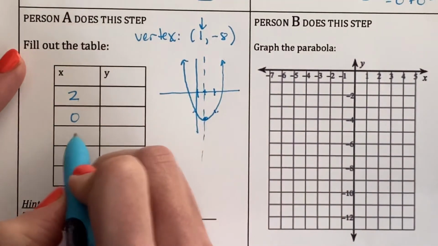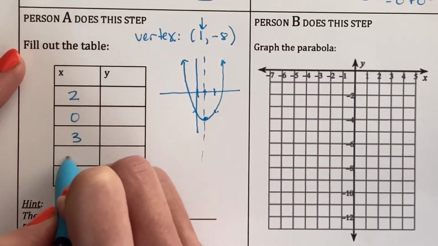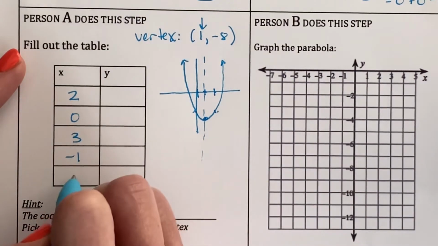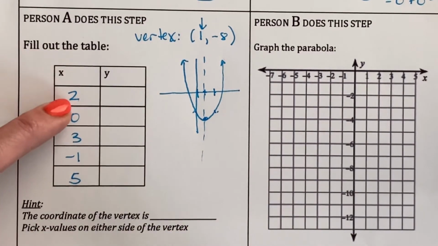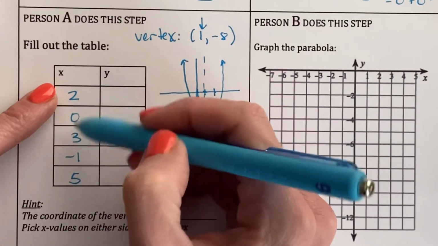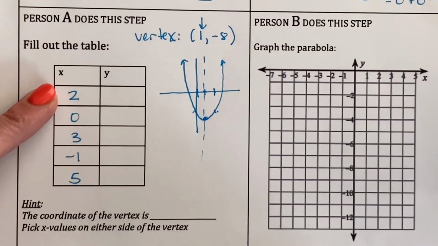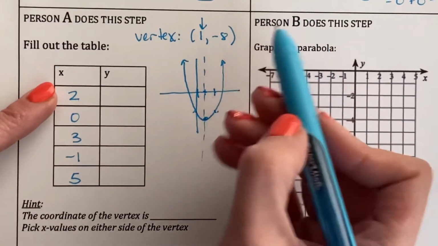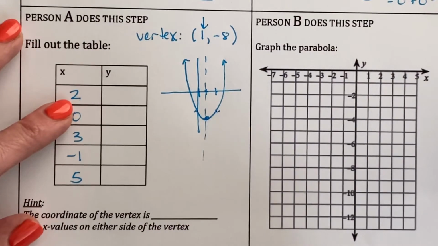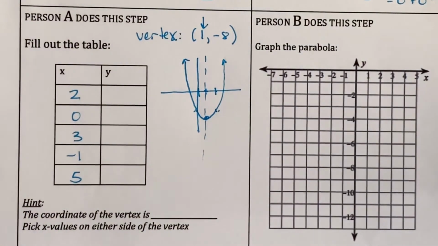And I'll probably do the same thing. I'll do 3 and -1, which I know are the roots because I just figured that out. And maybe let's go ahead and do 5, just see what happens. So that's how I figured out what x values to use. If you just start doing random x values, depending on the equation, you could get something really funky. So I think it's important to find your vertex and then find some values on either side of your vertex. All right, so we're going to go ahead and figure out what these are.